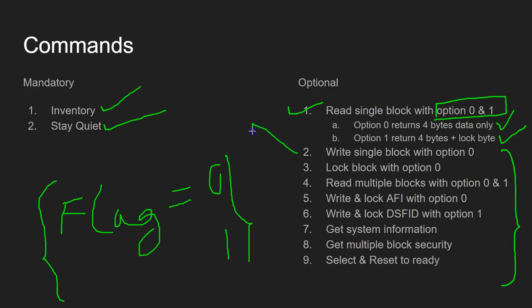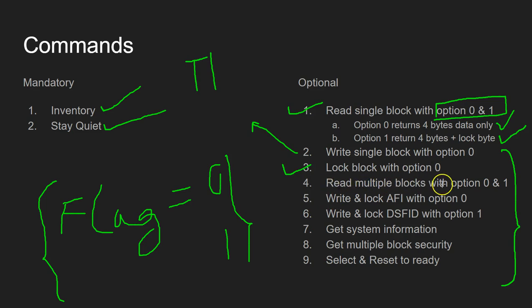Now I'm going to show you in my future videos about the Texas Instruments tag where the write only works with option 1. It doesn't work with option 0. So this option thing is a very important concept, so you have to understand it well. Similarly, the lock block, where you can lock a block, works only with option 0. In Texas Instrument tags, it works only with option 1.